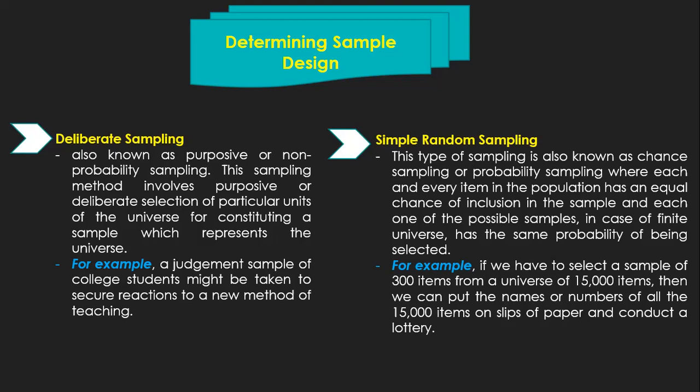For example, if we have to select a sample of 300 items from a universe of 15,000 items, then we can put the names or numbers of all the 15,000 items on a slip of paper and conduct a lottery. Okay? For example, kani 15,000 ang imong population, 300 ang imong samples needed out of a 15,000 population. So kanang 15,000 dapat ilista na nimo kinsa na sila. And then you have to select, randomly select, lottery ka og 300 ka buok. So that's how a random sampling has to be conducted.